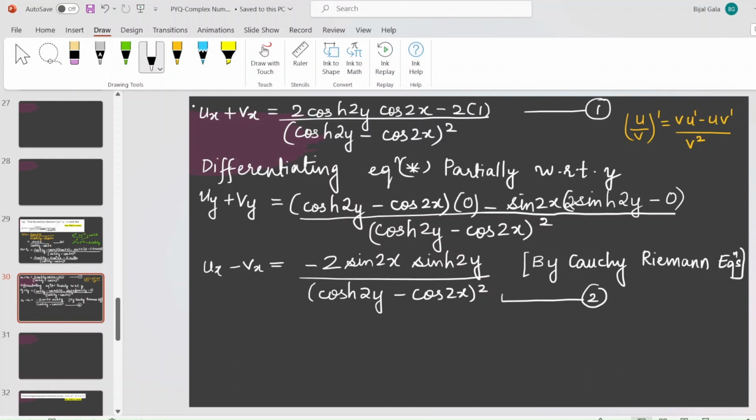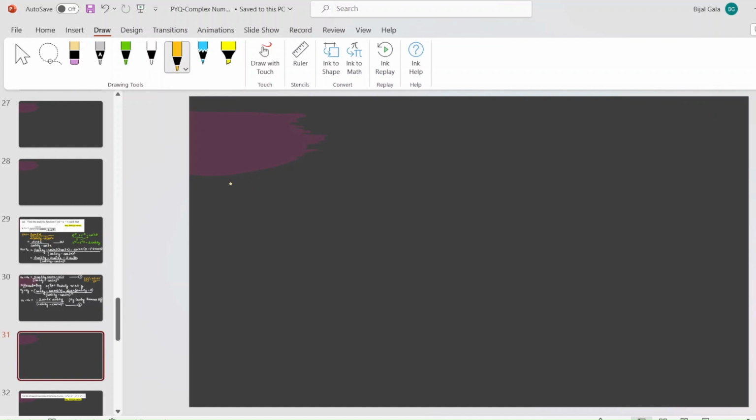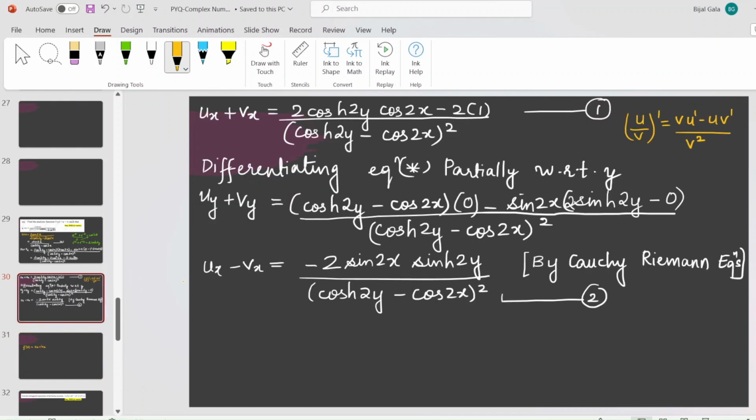Now, if you remember, for calculating f dash of z, I'll take it on the next slide, the formula which we had was ux plus ivx, which means I require ux and vx. We have two equations in ux and vx, so let's solve them. The first thing I'm going to do is add, because when I add equation 1 and 2, I'll get 2ux. Okay, so I'll have 2ux on the left hand side.